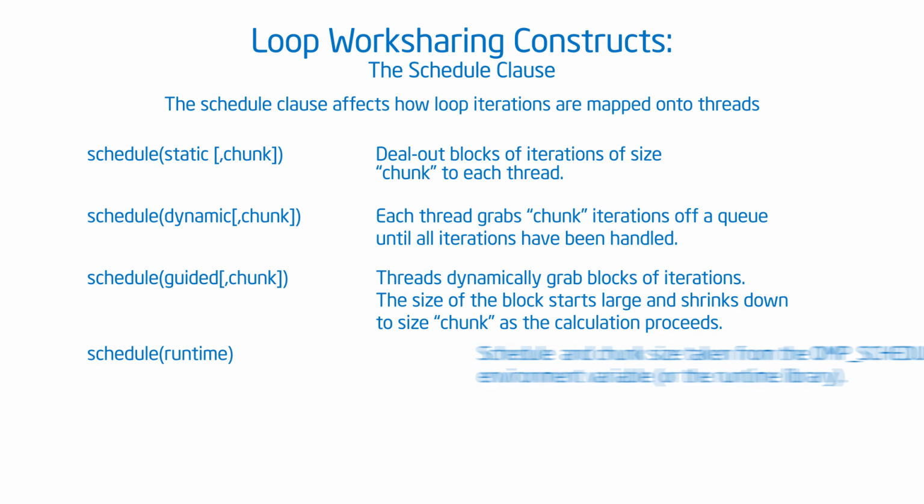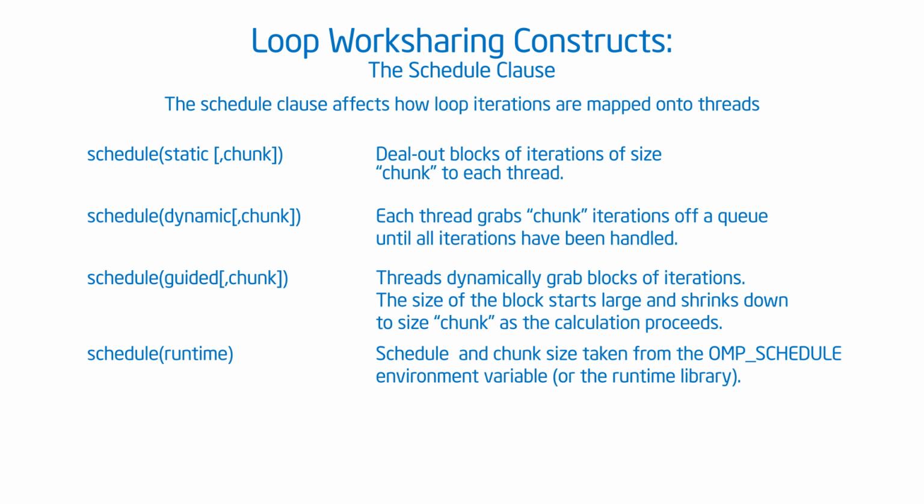Then there's another option called schedule runtime. What schedule runtime says is that you're going to pass in the schedule and the chunk size at runtime, either through an environment variable or through some runtime library routines. We use this a lot when we aren't sure which schedule is best and you want to try a whole bunch of them out. So this gives you an easy way, without recompiling the program every time, to try out different schedules. So that's the major use of that one.